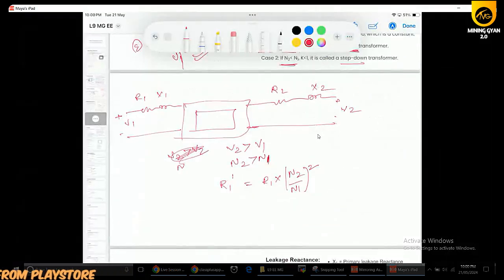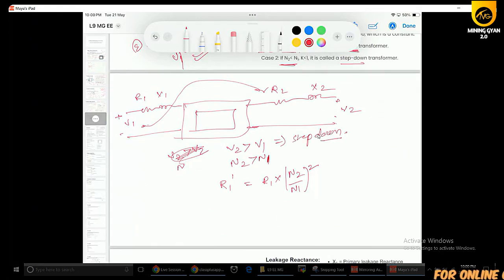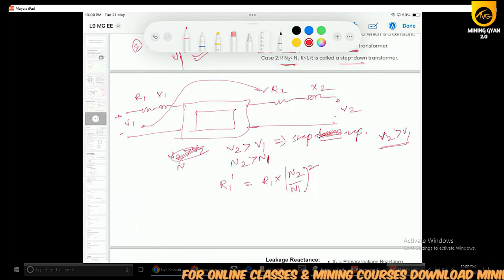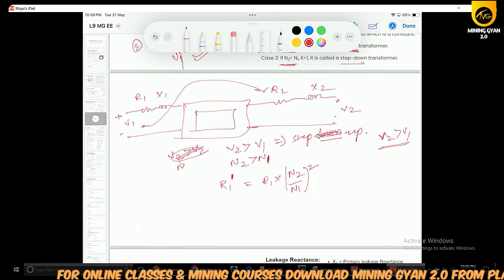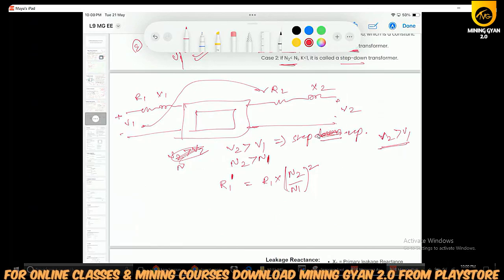In order to get this resistance to that side, let us say this is the step up transformer. Okay, so sorry, step up transformer means V2 is greater than V1, so you are getting higher voltage with respect to the source voltage. Then how to get the referred value of R1 to this side? That will be R1 into N2 by N1 whole square, and that is the formula. It means you will get more resistance as compared to the primary side, because at the secondary side the number of turns will be more. That is the thing.